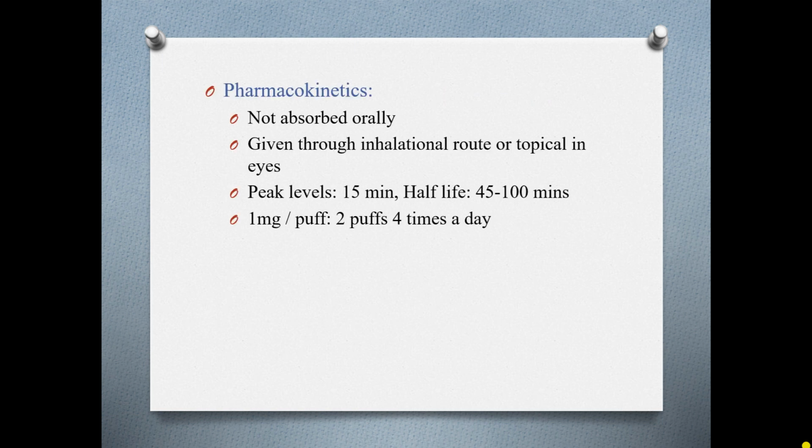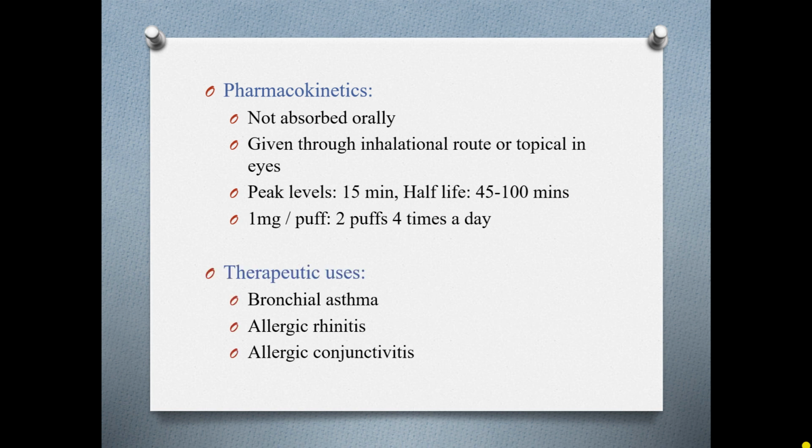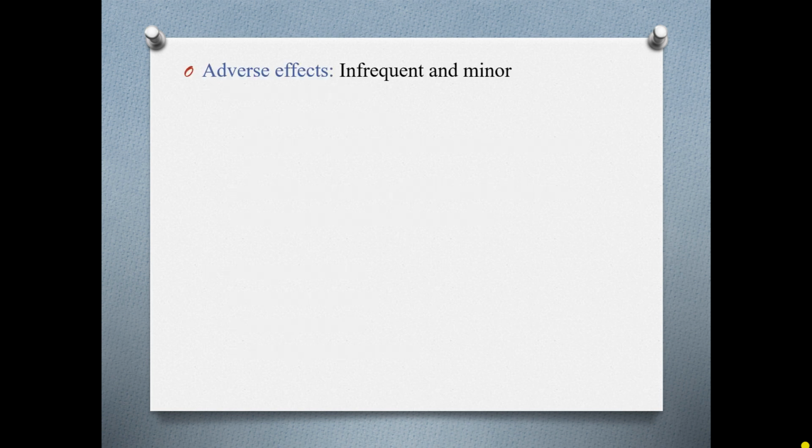Pharmacokinetics: they are not absorbed orally, and are given through the inhalational route or topically into the eyes. Peak level is achieved within 15 minutes, half-life is 45 to 100 minutes. 1 milligram per puff is available and one can take 2 puffs 4 times a day. Therapeutic uses: they can be useful for bronchial asthma, allergic rhinitis or allergic conjunctivitis. Basically, this stabilizes the mast cell and does not allow mediators to get released. So it can be useful for any allergic conditions.